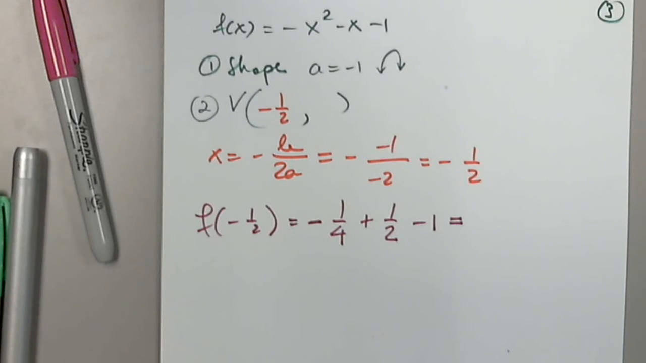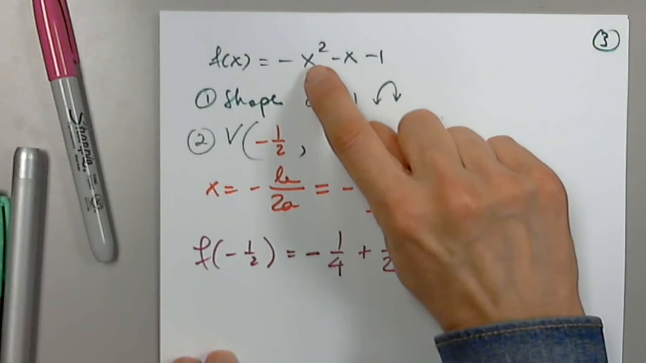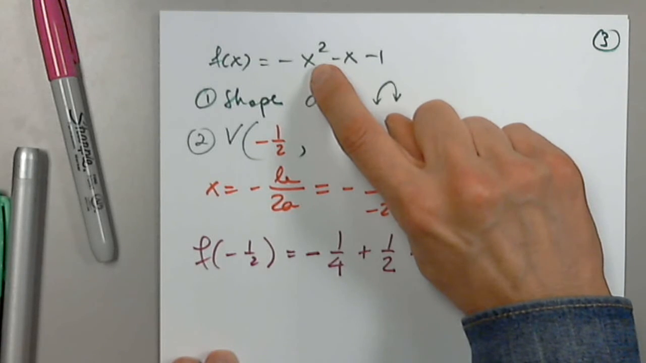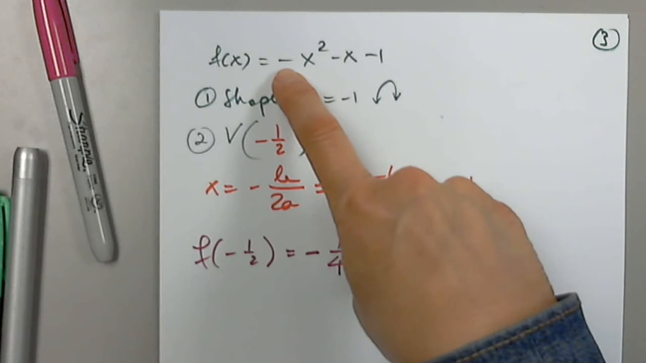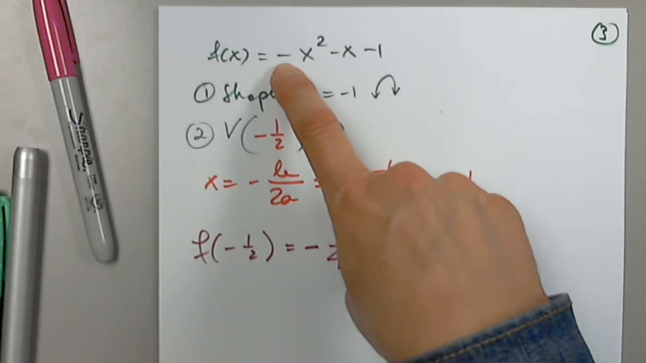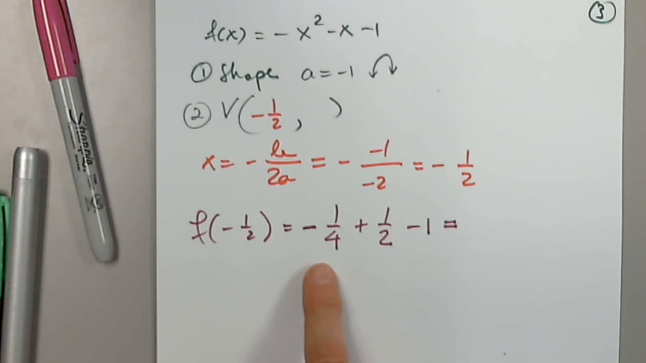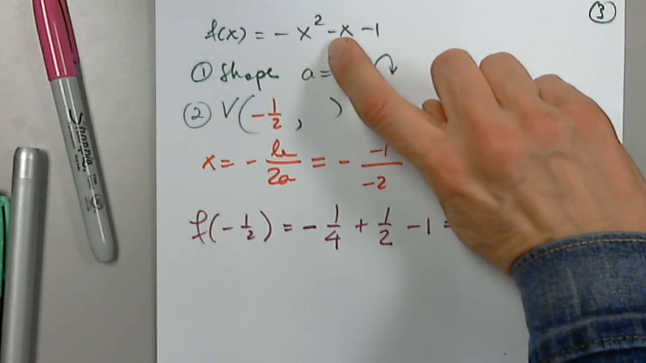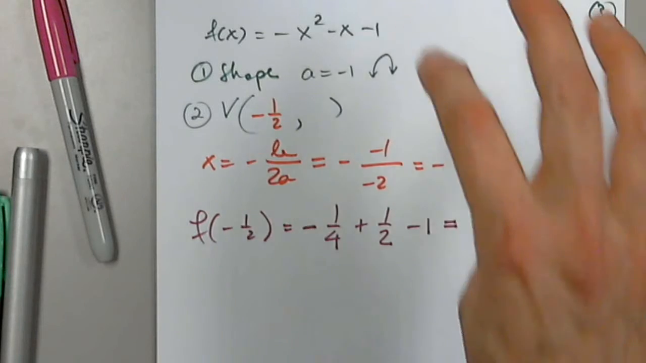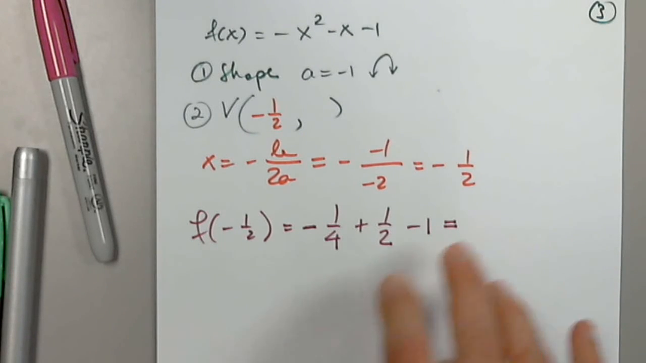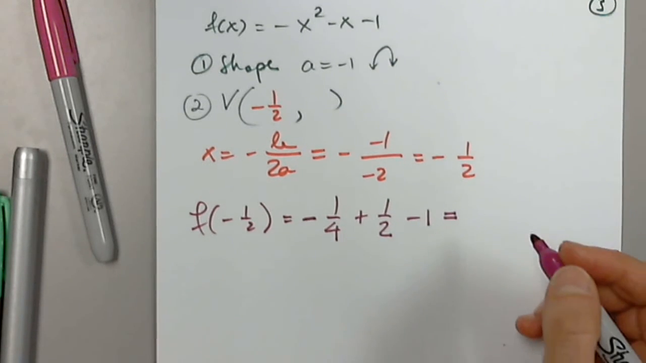Where did you get 1/2 from? Okay, so I have to replace x by negative 1/2. So when I have negative 1/2 squared, I get 1/4. But there is a negative in front. Is that okay? Yes. So that's why I have negative 1/4. Then I have negative times negative 1/2, so that's why I have positive 1/2. And then minus 1. Is this okay? Good.